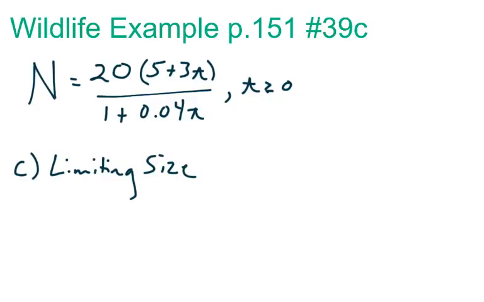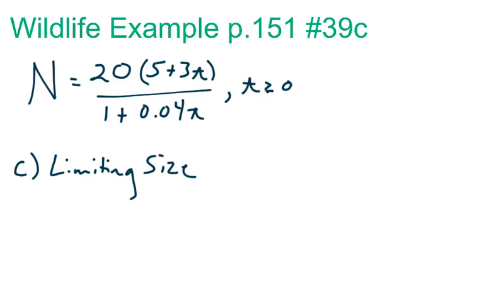Now, the first problem that we're going to look at, as you can see from your little guided paper, is the wildlife example on page 151. It's actually number 39. Letter C is the part of the problem that we're actually going to answer. But just take a look at the problem. We've got a formula here for the population of a herd of deer in a certain state game land. N stands for population. I guess it really stands for number. But we've got a numerator, we got a denominator.